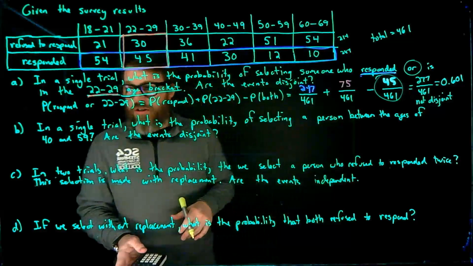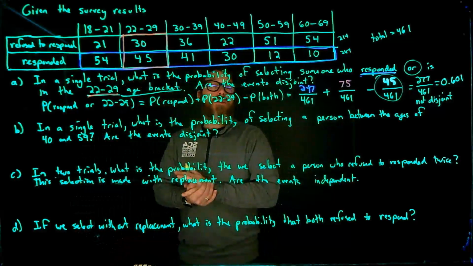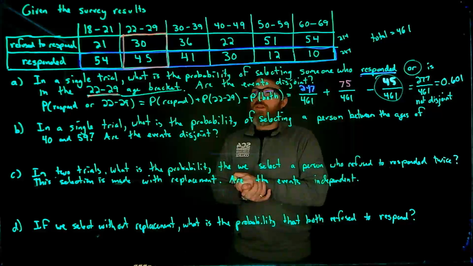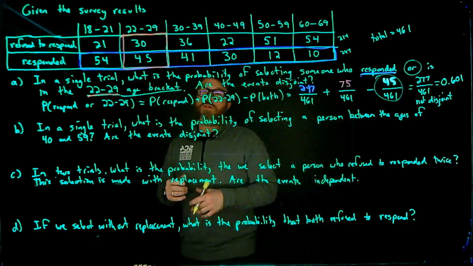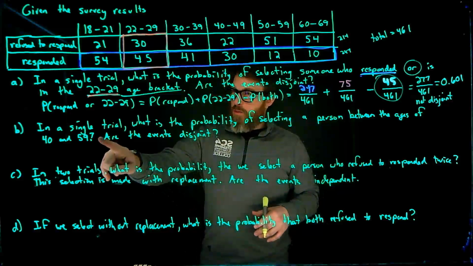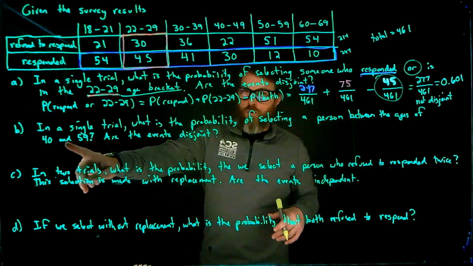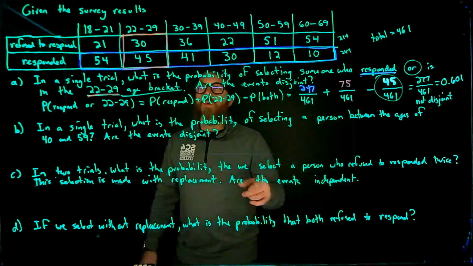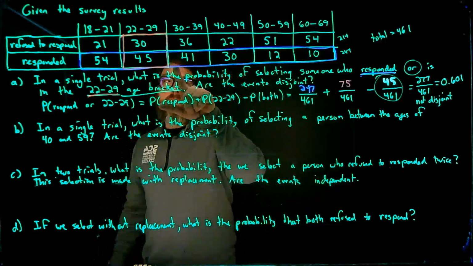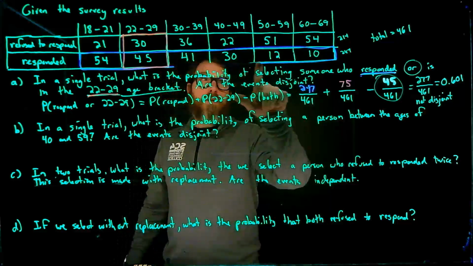Now the second question says, in a single trial, what's the probability of selecting a person that is between the ages of 40 and 59? Now I selected this kind of wording because you see it in books all the time, and you immediately see the word "and" and think, oh, it's an and statement. But we have to ask ourselves, what does this mean? Erase this blue, put it all back there.